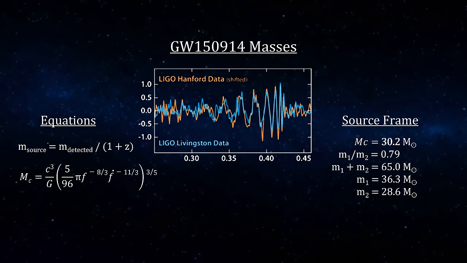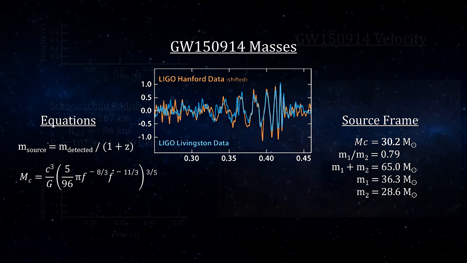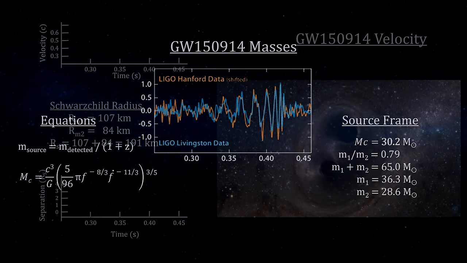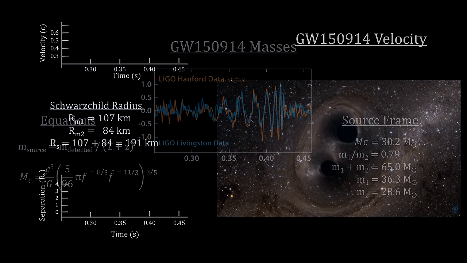The frequency data also gives us the chirp mass. Taking the redshift information gleaned from the merger and ring down portions of the waveform, we get the binary system masses. These masses are too large for neutron stars that are only a few times the mass of the Sun, so we must be witnessing the merger of two large stellar black holes.